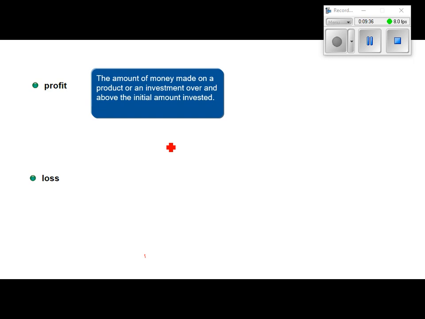Profit. Profit is the amount of money made on an investment over and above the initial amount invested. So if you invested $100 and a month from now you sold that stock for $150, well, it's the amount that you sold the stock for minus the amount that you paid for it. So you profited $50.